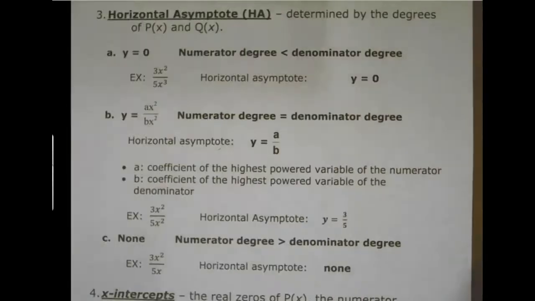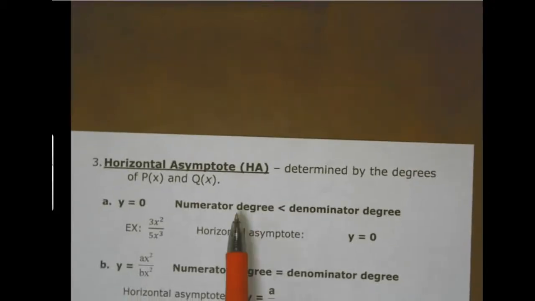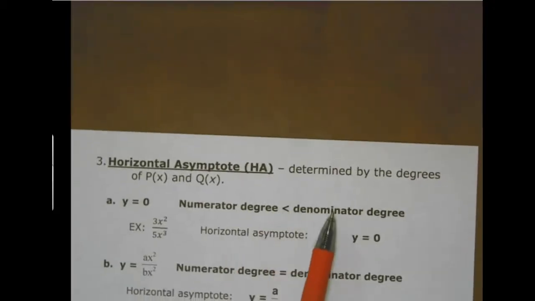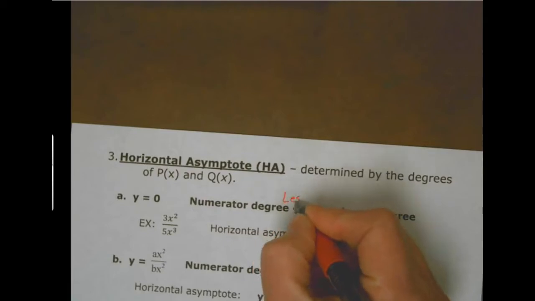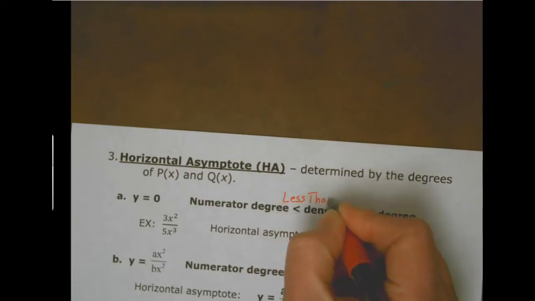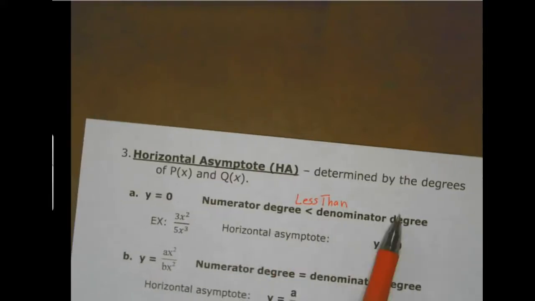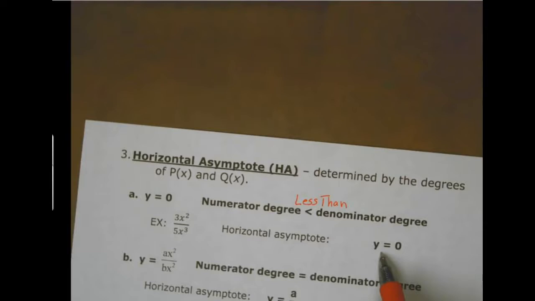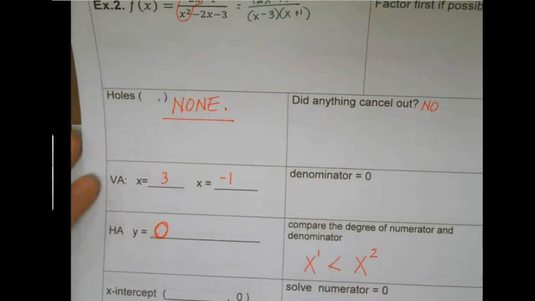So I look over here on my chart. What does my chart tell me if the numerator degree is less than the denominator degree? Do we know our signs here? The sign, if it's pointing to the left, maybe we need to write this in. This is a less than sign. And so if the numerator degree is less than the denominator degree, this is going to be y equals 0.